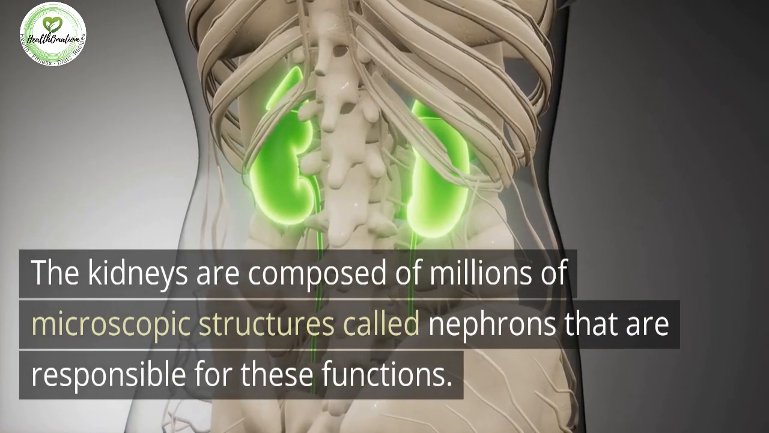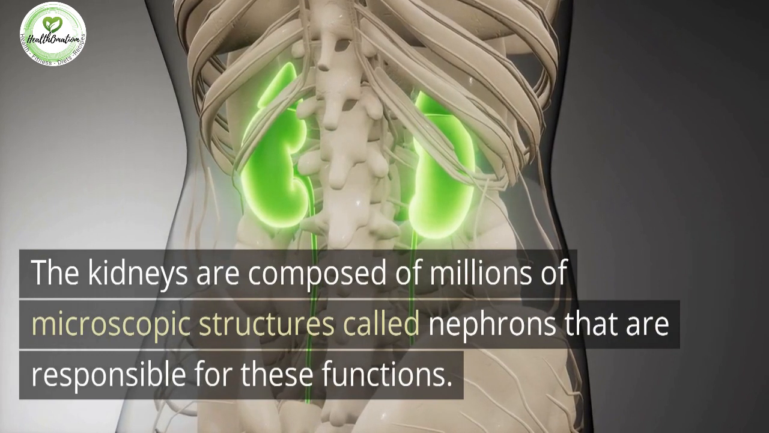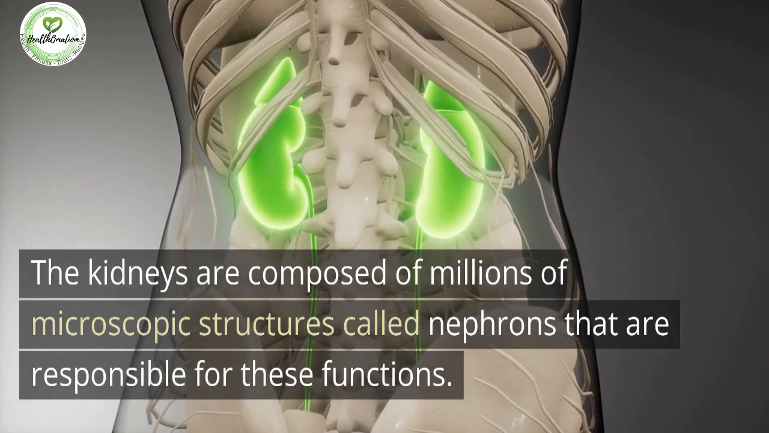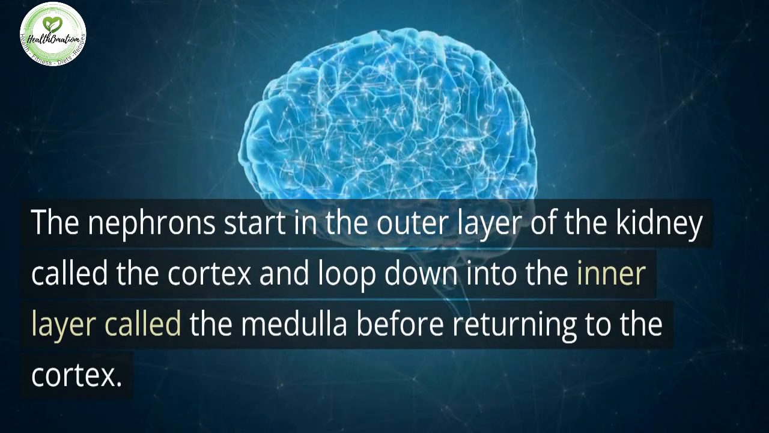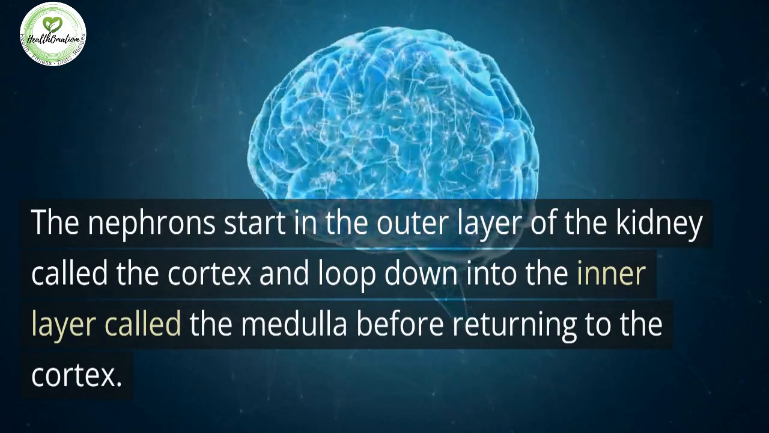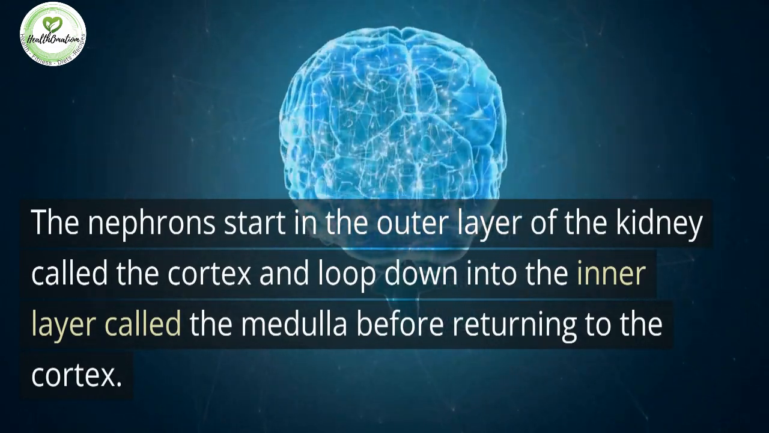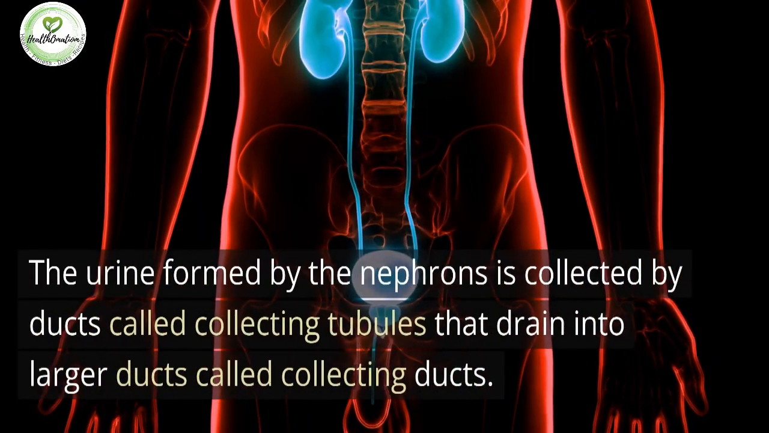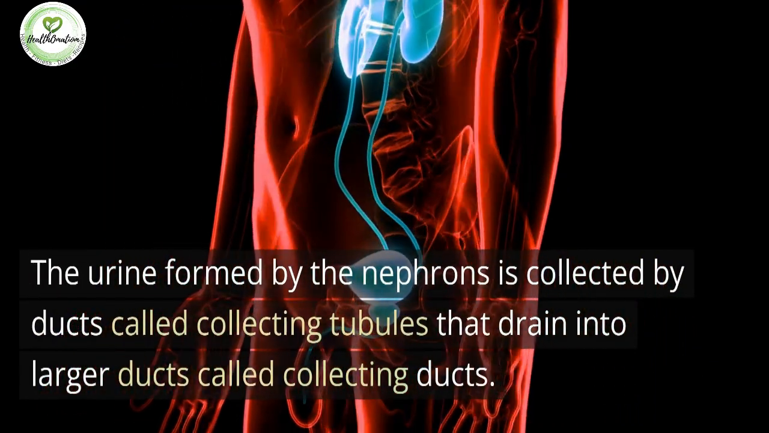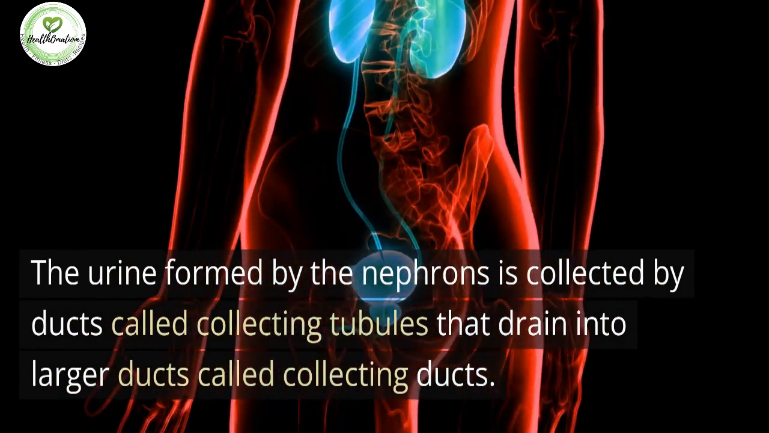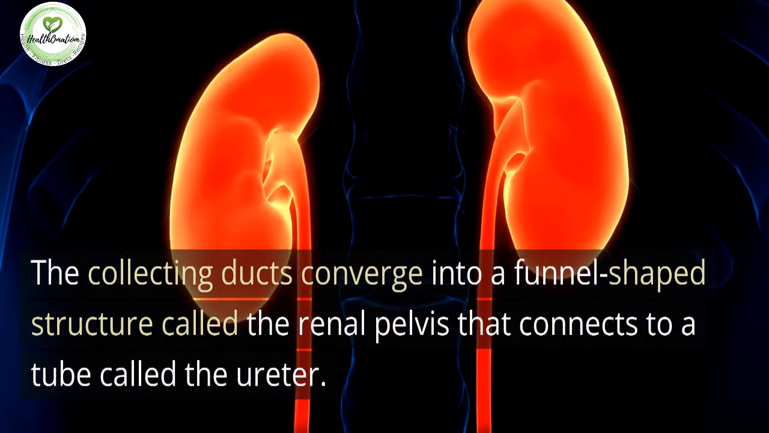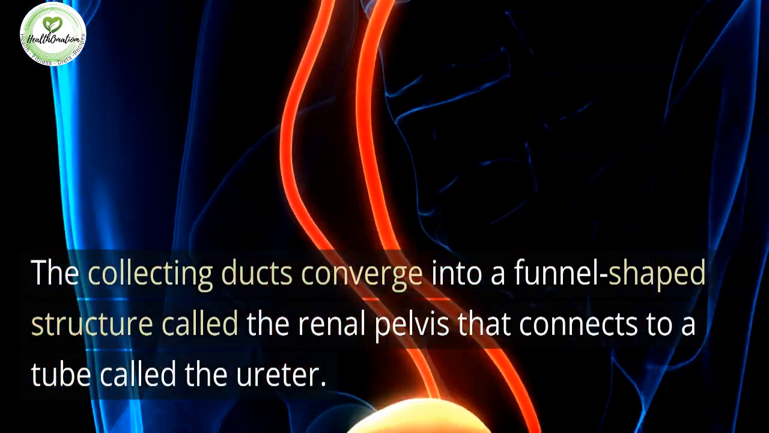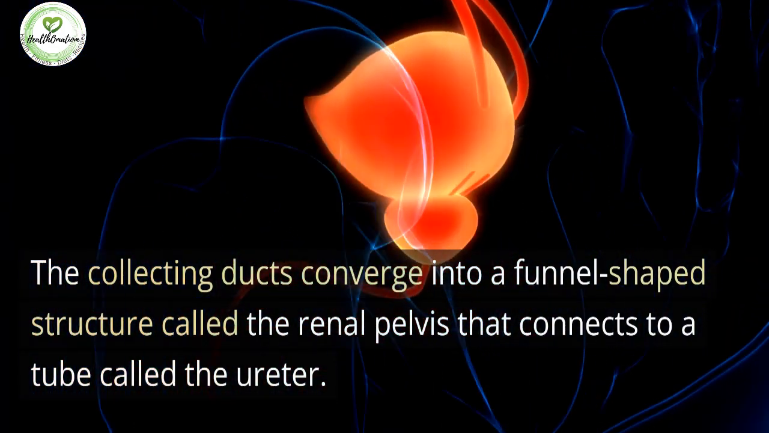The kidneys are composed of millions of microscopic structures called nephrons that are responsible for these functions. The nephrons start in the outer layer of the kidney called the cortex and loop down into the inner layer called the medulla before returning to the cortex. The urine formed by the nephrons is collected by ducts called collecting tubules that drain into larger ducts called collecting ducts. The collecting ducts converge into a funnel-shaped structure called the renal pelvis that connects to a tube called the ureter.